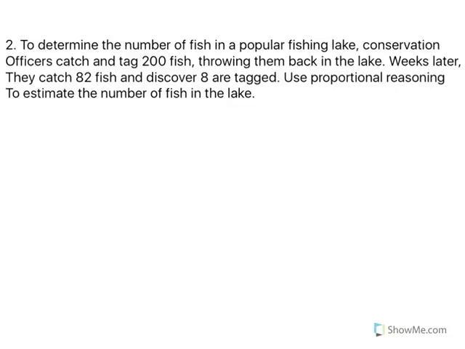Number 2. To determine the number of fish in a popular fishing lake, conservation officers catch and tag 200 fish, throwing them back in. Weeks later, they catch 82 fish, and they discover 8 are tagged. Use proportional reasoning to estimate the number of fish in the lake.